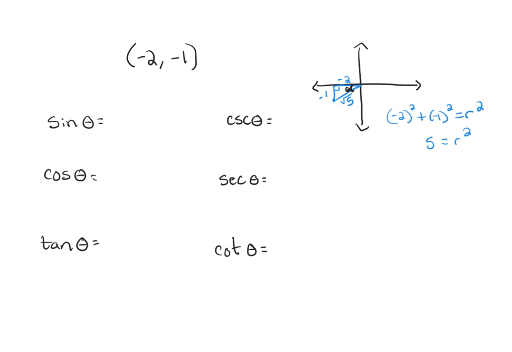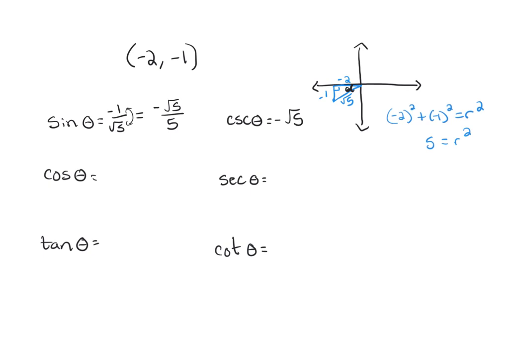Okay, so sine is opposite over hypotenuse: -1 over the square root of 5. When you rationalize the denominator, you should get negative square root of 5 over 5. And then we can simply just flip that. If you flip this one before you rationalize, you can see it's just going to be negative square root of 5.